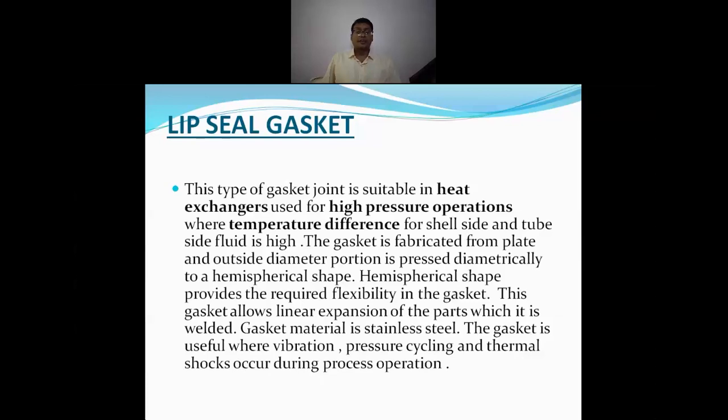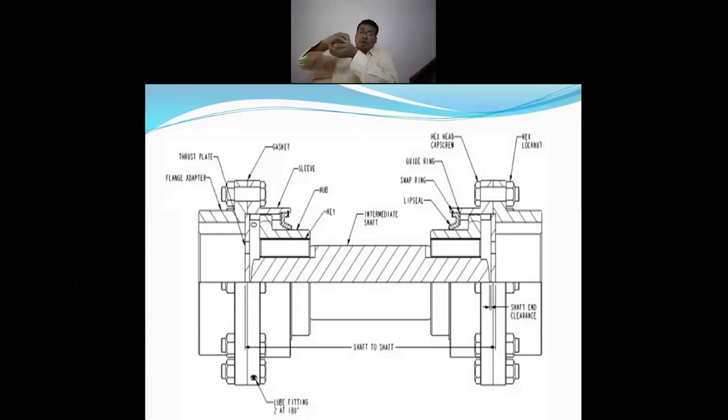This gasket is fabricated from plate and the outside diameter portion is pressed diametrically to a hemispherical shape. That is the speciality, the hemispherical shape that is to be made, and then these two hemispherical shapes come in contact and prevent the leakage. So it comes like this hemispherical shape. When you apply the pressure, it gets deformed.